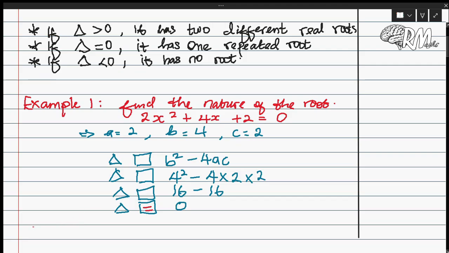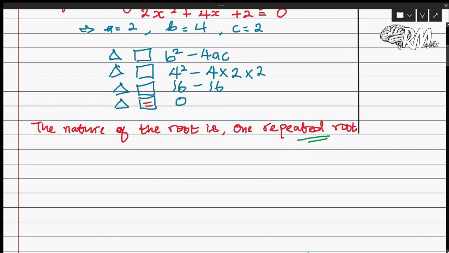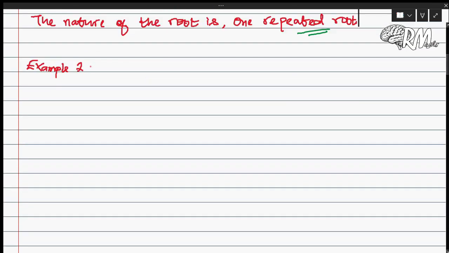The nature of the root is one repeated root. So this is the final answer. Just simple and short. Now let's go to a different example this time around.